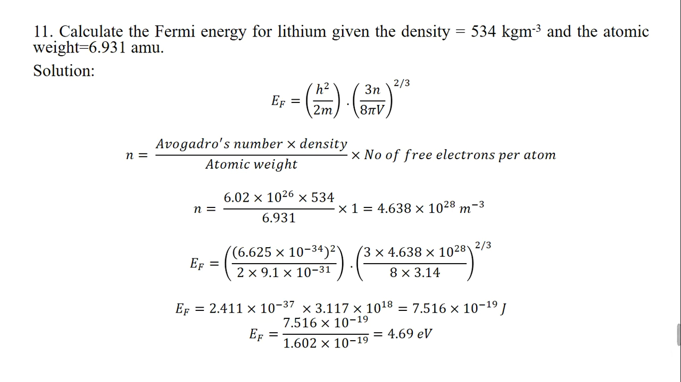You will get this answer in terms of joules. Energy we will always get in terms of joules. That we have to convert into electron volts. To convert joules into electron volts, we have to divide the value by the charge of an electron, that is 1.602 into 10 raised to minus 19. If you do so, we'll get 4.69 electron volts. So the Fermi energy value comes out to be 4.69 electron volts.